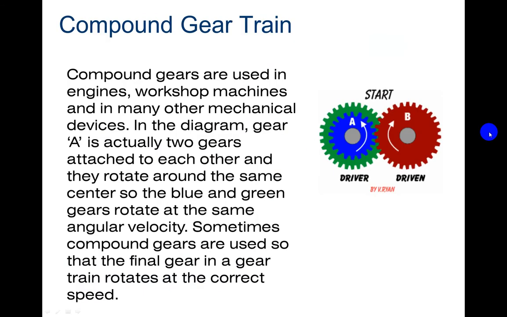So, compound gear train. Compound gears are used in engines, workshop machines, and in many other mechanical devices. In the diagram, gear A is actually 2 gears attached to each other, and they rotate around the same center, so the blue and green gears rotate at the same angular velocity. Sometimes compound gears are used so that the final gear in a gear train rotates at the correct speed.